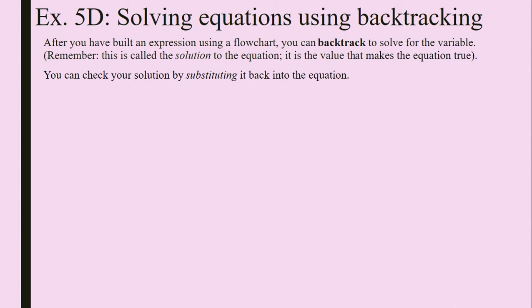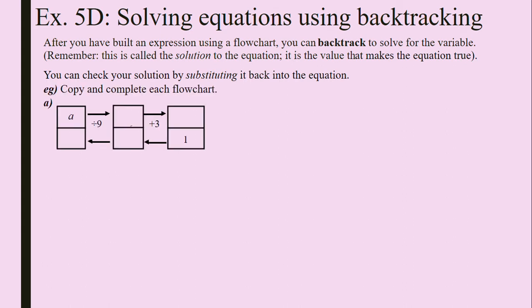Today we'll be looking at Exercise 5D, solving equations using backtracking. So after you've built your expression using a flowchart, you can backtrack to solve for the variable, still using your flowchart, okay? You can check your solution, so that's what you get as your final answer in the flowchart, by substituting back into the equation. So I've got a few examples for you today.